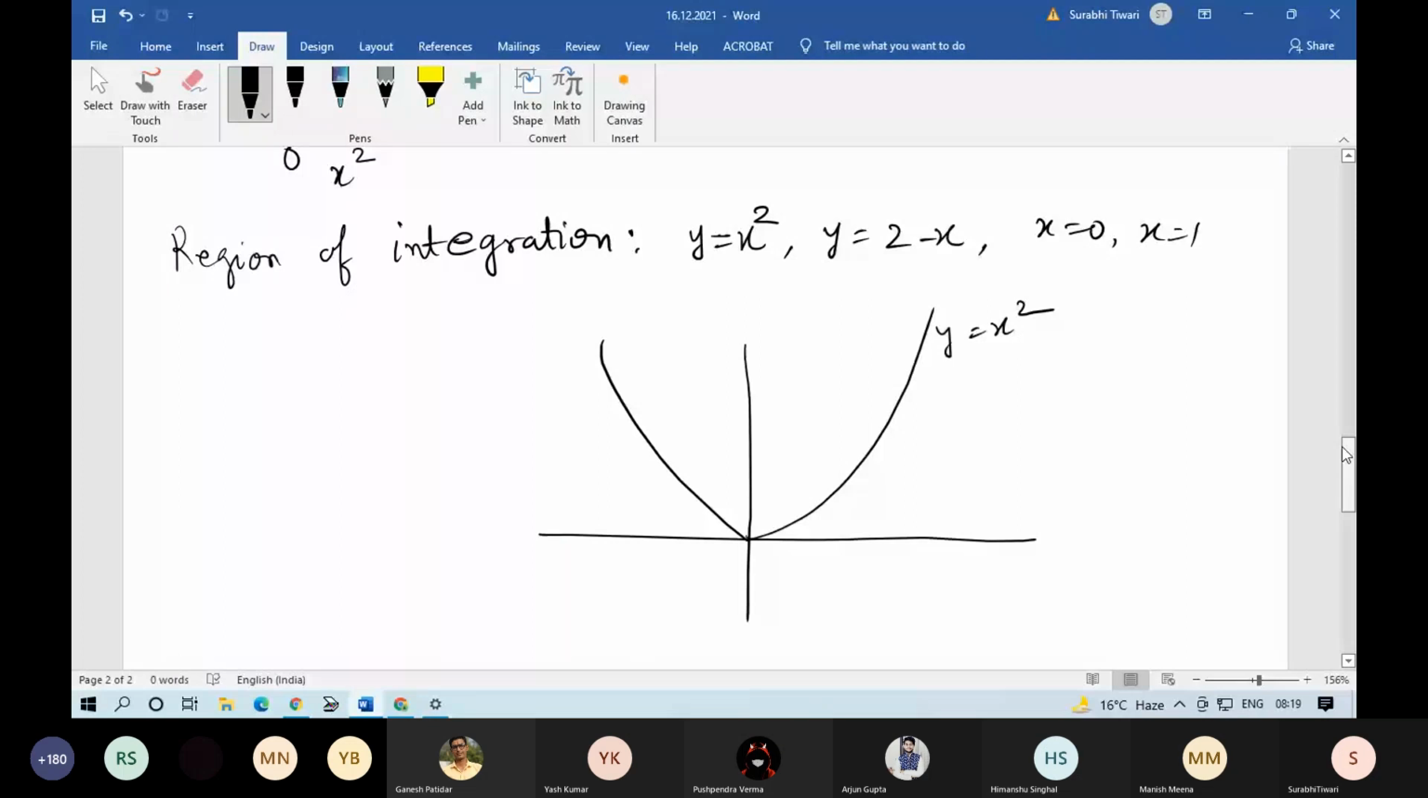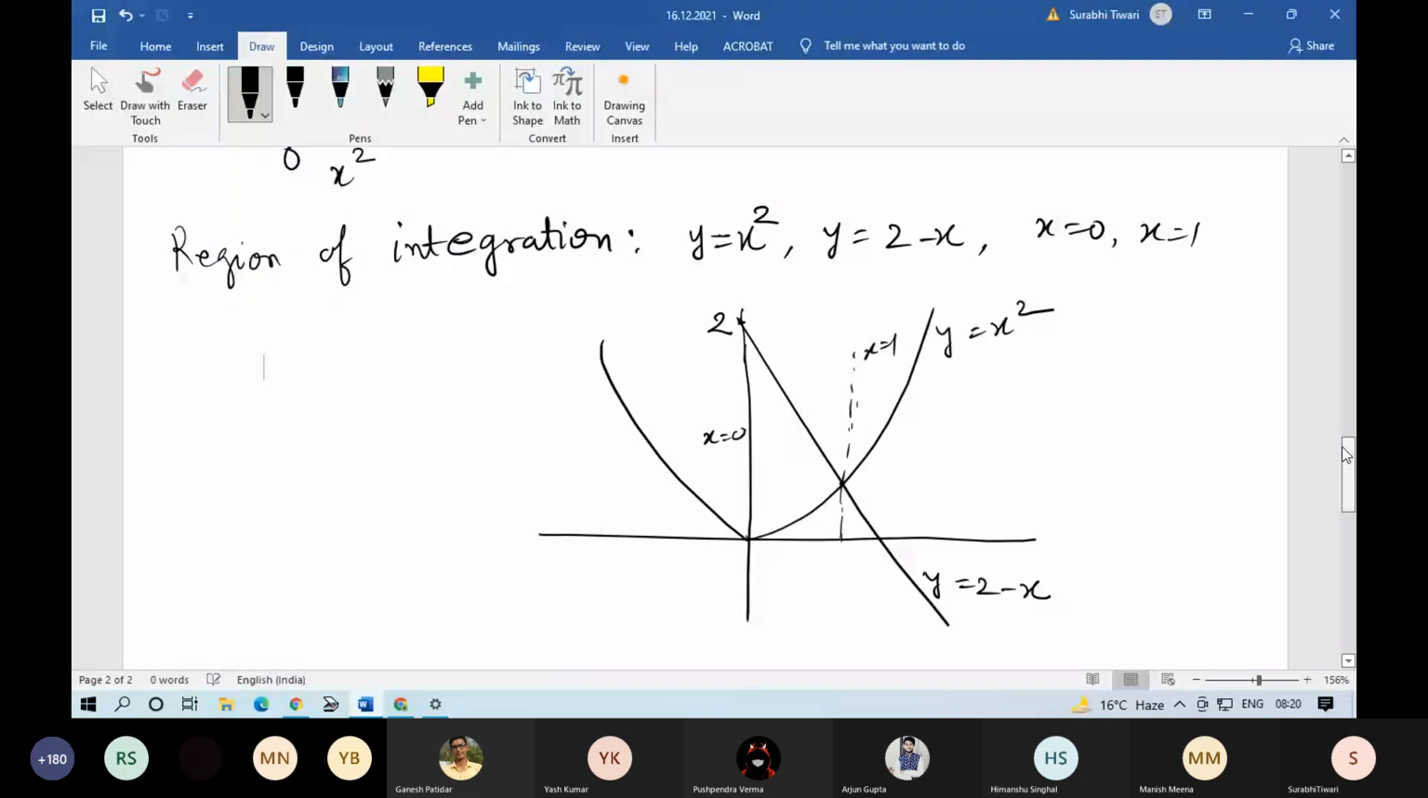ये ड्रॉ करो, कुछ ऐसी आएगी। नीचे की तरफ जाती है y is equal to 2 minus x, ये 2 है, and x is equal to 0 and x is equal to 1. Now calculate the point of intersection of 2 minus x and y is equal to x square. यहाँ पे x equal to 1, में 1, equal to 1. 1,1 So x is equal to 1 हमारा लाइन भी है. This is x is equal to 1 and x is equal to 0 is this.